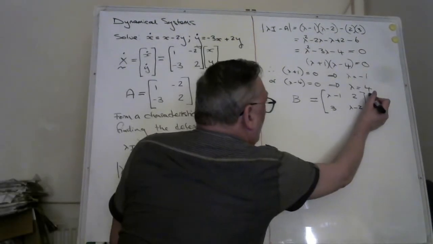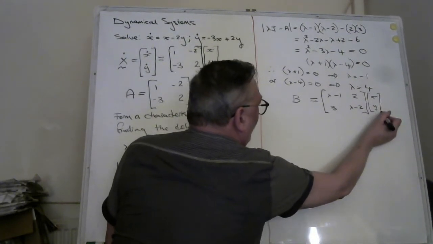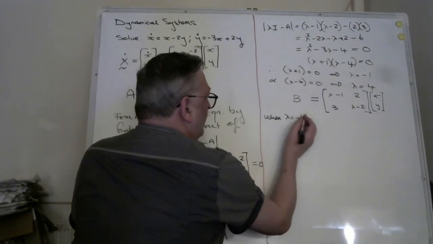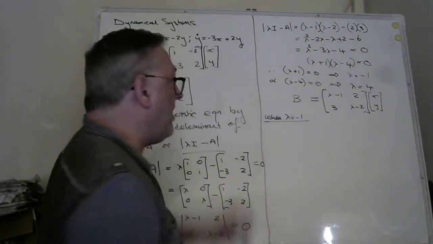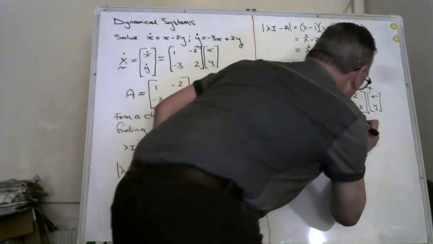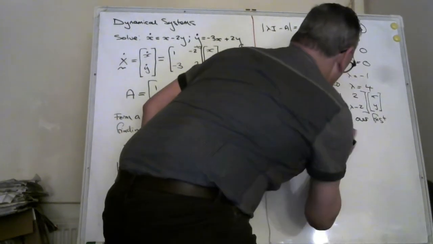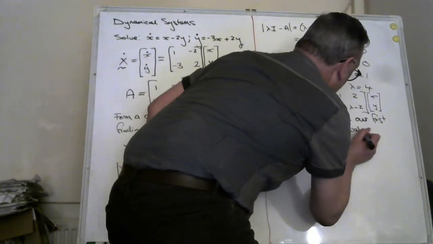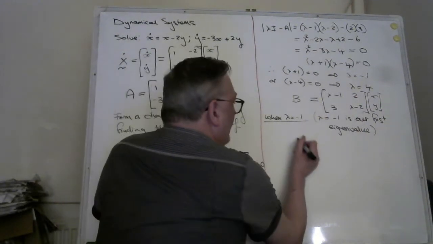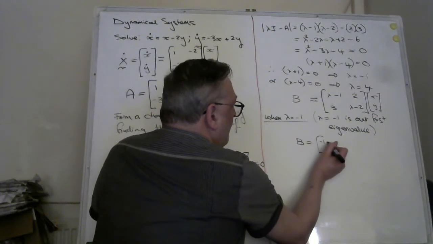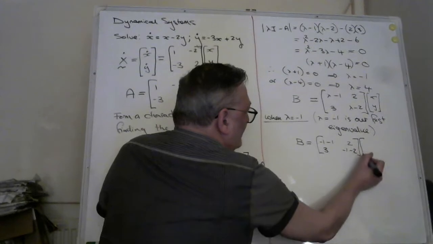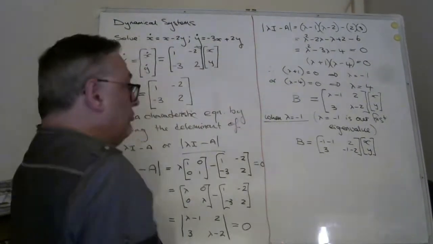Now we have an x and a y term there in that vector. So when lambda is equal to minus 1, that is one of our eigenvalues. So I'll just write that down. Lambda equals minus 1 is our first eigenvalue, in case I didn't mention it before. So that's our first eigenvalue. So when lambda is equal to minus 1, we substitute it back into here, and we get B equals minus 1 minus 1. That stays as 2, that stays as 3, and we've got minus 1, minus 2 there. And don't forget to put in your x and y vector.